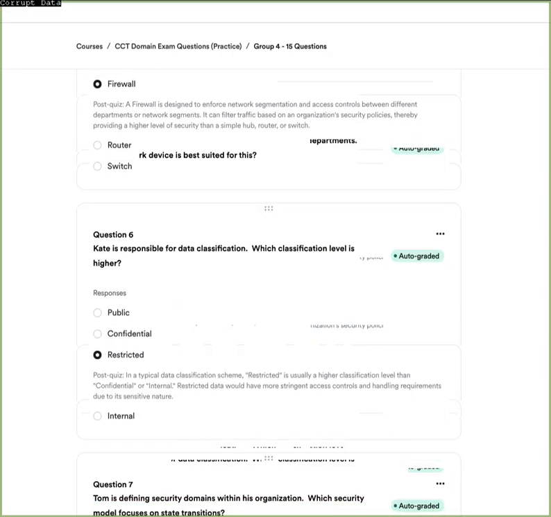Question 6. Kate is responsible for data classification. Which classification level is higher? A, public. B, confidential. C, restricted. Or D, internal. And the answer is C, restricted.